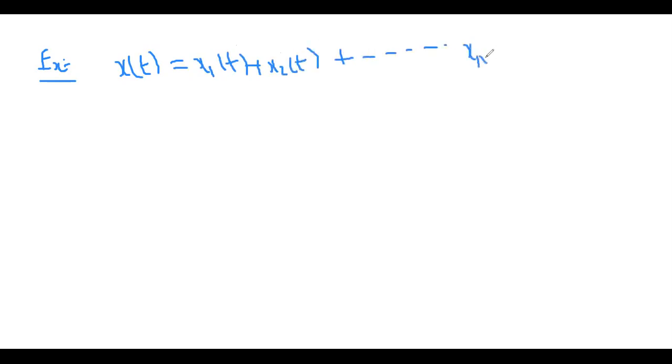Until now, we have learned only single tone signals, my dear students. Suppose, in one example, x of t has multi-tone signals: x1 of t plus x2 of t, and so on up to xn of t. Actually, x of t equal to x1 of t is a single tone signal. Here we can call it multi-tone signals.